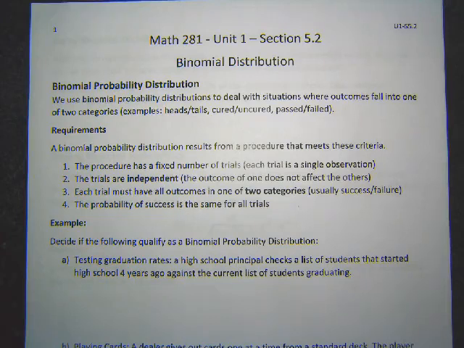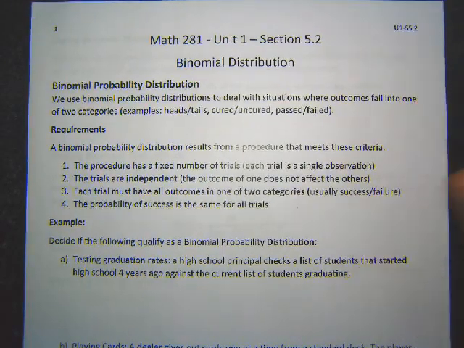Our next set of notes, we are covering section 5.2, binomial distributions. This is going to connect to what we saw last section with the probability distribution, so there'll be some similarities, some new things we'll use on the calculator though, a little bit of differences.